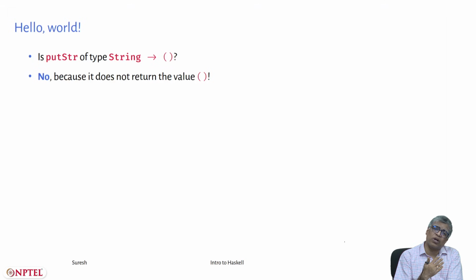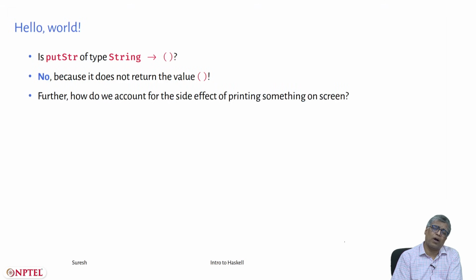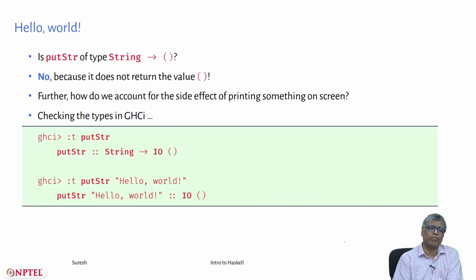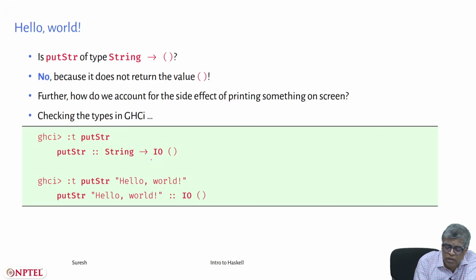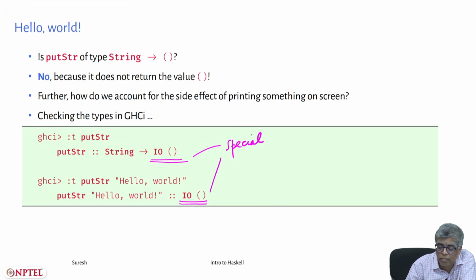So putStr does not return the value unit, or rather we don't use that value, and we are not accounting for the side effect of printing something on screen. So if you go to GHCi and check for the type of putStr, you will see that it's of type String arrow IO unit. Okay, so this is special to Haskell. Handling of side effects.